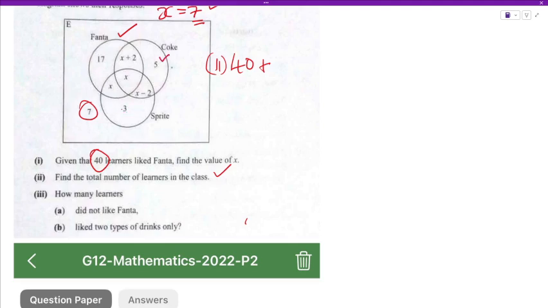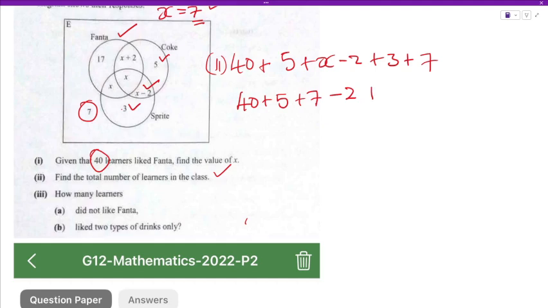So I'll say 40 plus 5 plus x minus 2. I've captured that value there, plus 3 plus the 7 here. They said find the total number of learners in the class, even those who didn't like any of the 3 drinks. So when you add everything, what are you going to get? First things first, you are going to plug in the value of x we found. We found 7 as the value of x, so that will give us 45, 50, 60. All right, 60 learners. Use a calculator to simplify that.